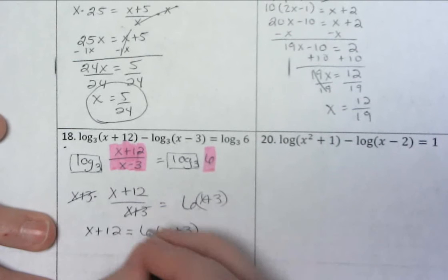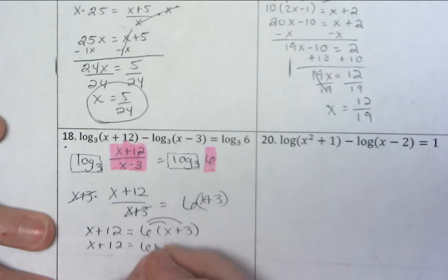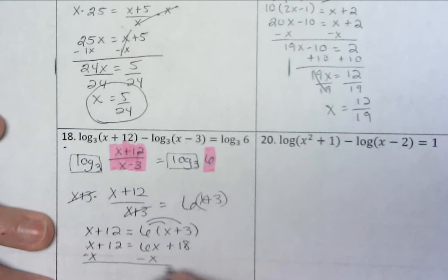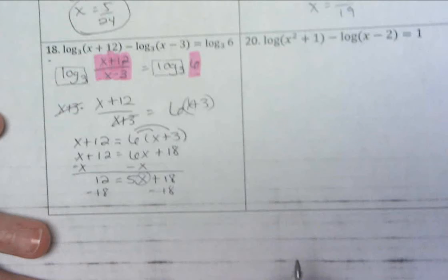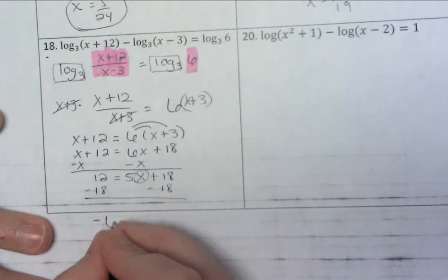So I'm going to distribute here. x plus 12 equals 6x plus 18. Now I move all my x's to one side. Between 1 and 6, 1 is the smaller, so we move that one. And have 12 equals 5x plus 18. Minus 18 on both sides because our goal is to get that guy by himself. And 12 minus 18 is negative 6.